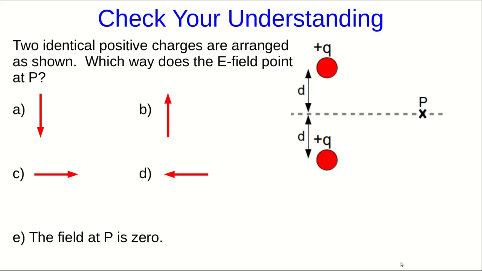At one point in calculating that electrical field, I used a slightly subtle argument. And it's an important argument, so I want you to see whether you can use the same sort of argument in a similar situation. So here we have two identical positive charges, and I want to know which way the E field points at the place that I've labeled P.